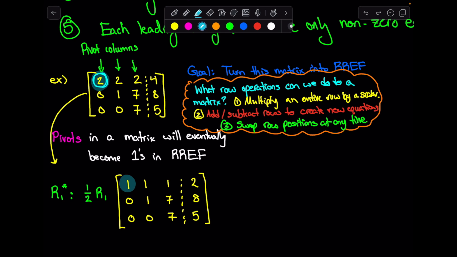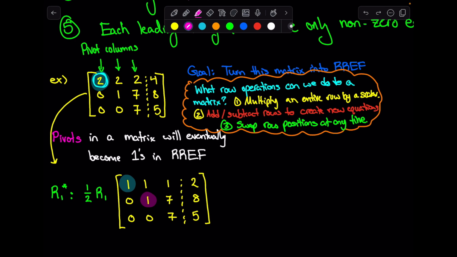So we go on to the next row and we identify, okay, here's another pivot, right? There's the next pivot. That's really nice. But for it to be in row reduced echelon form, not only do I need a 0 below it in this column, I need a 0 above it in the column as well.